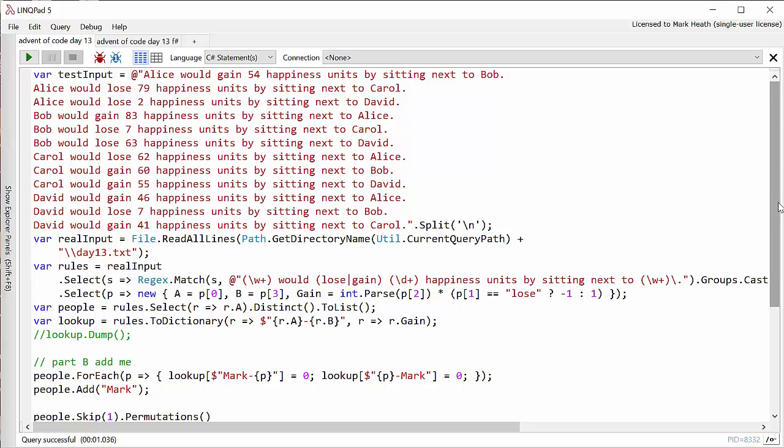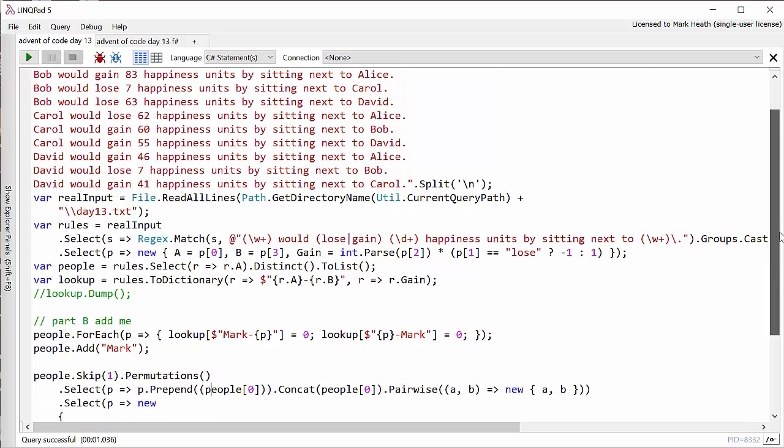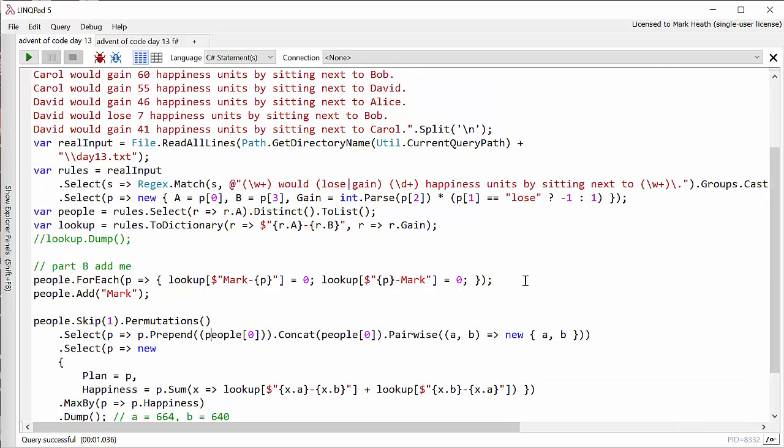succinct. Now, for part B of the problem, you can see I've got a couple of lines here. For part B, you add yourself to the people at the table. And so I just threw myself into the dictionary, and you don't care who you sit next to, and no one cares if they sit next to you. So the values are all 0. But then we're ready with this lookup dictionary and list of people to work out the permutations and score them.